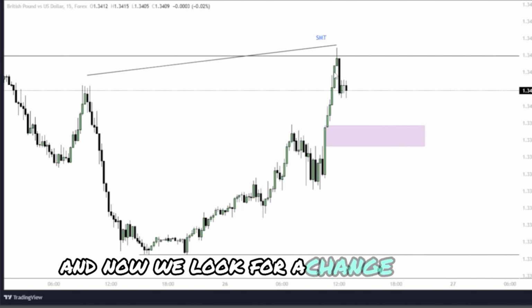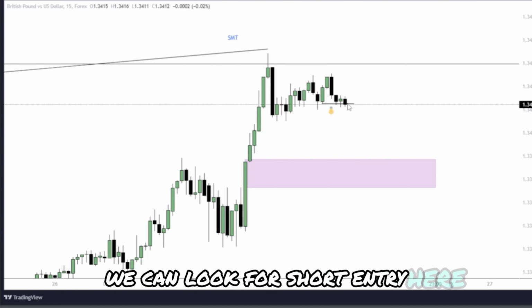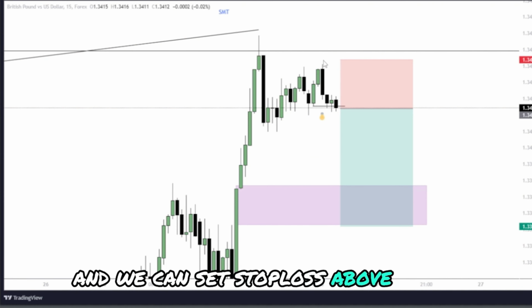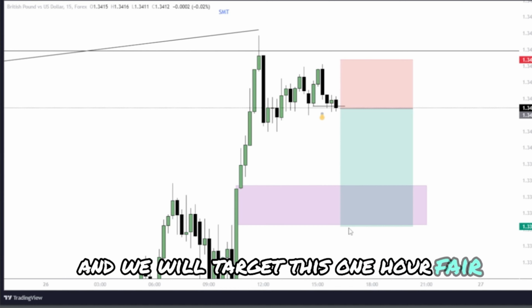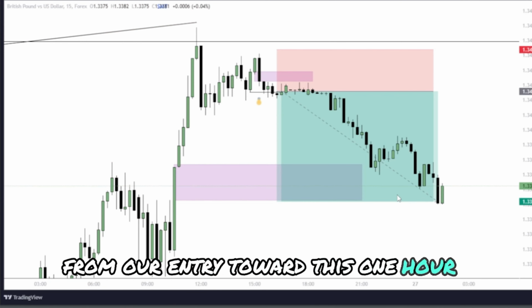And now we look for the change in state of delivery. Here we have a change in state of delivery. We can look for a short entry here and we can set the stop loss above this high, and we will target this 1 hour fair value gap. You can see price moved exactly from our entry toward this 1 hour fair value gap.